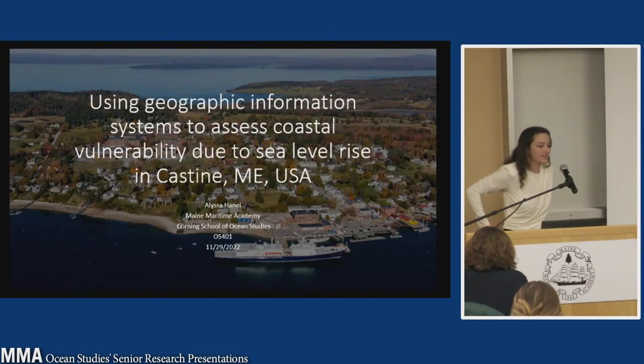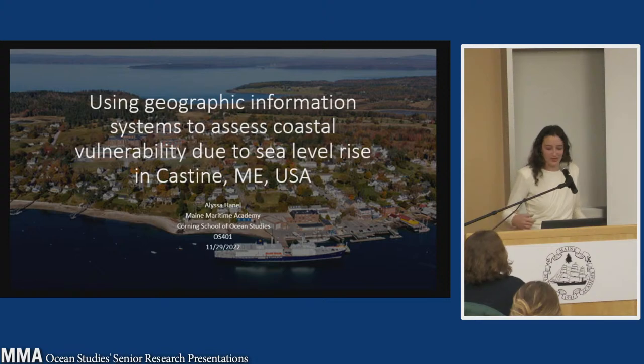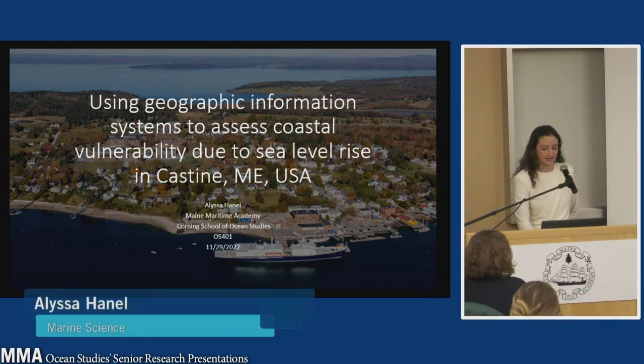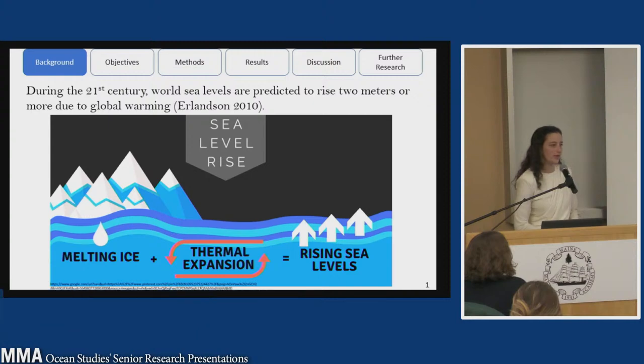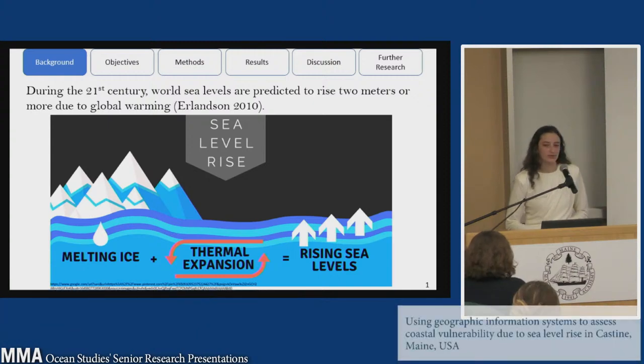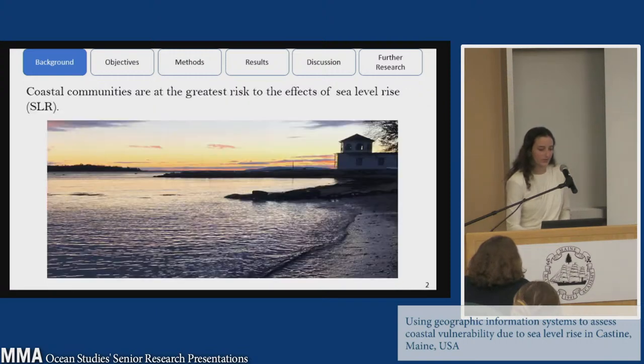Alrighty, so for my senior research, I used geographic information systems to assess coastal vulnerability due to sea level rise in Castine, Maine. During the 21st century, world sea levels are predicted to rise 2 meters or more due to global warming. The main factor contributing to sea level rise is the melting of glaciers and ice sheets, and the second main factor is thermal expansion, which just means that when water warms up, molecules inside begin to move around faster, therefore expanding the water.